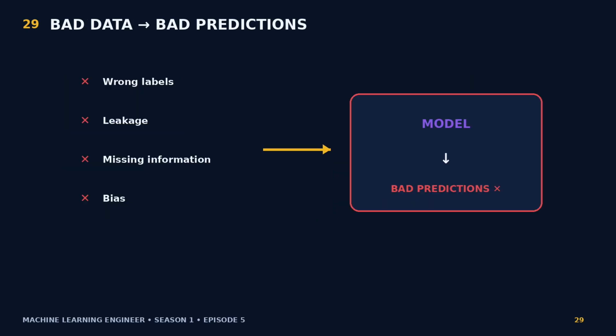This is the key message of this entire episode. Your model doesn't exist in isolation. The model learns from the data you provide. If the data contains systematic problems, the model can learn those problems. That's why data preparation isn't boring housekeeping. It's a core machine learning engineering skill.